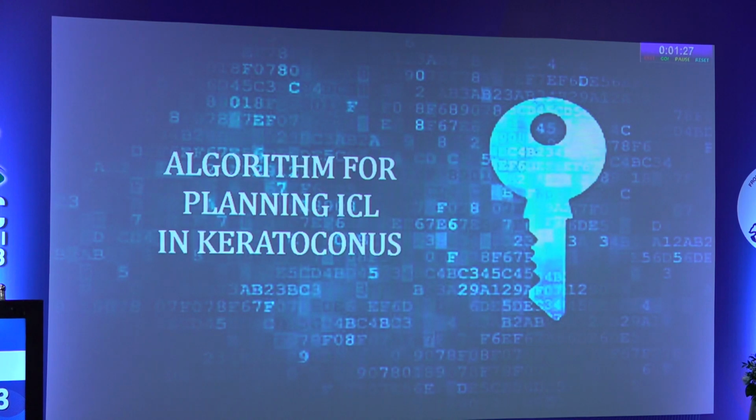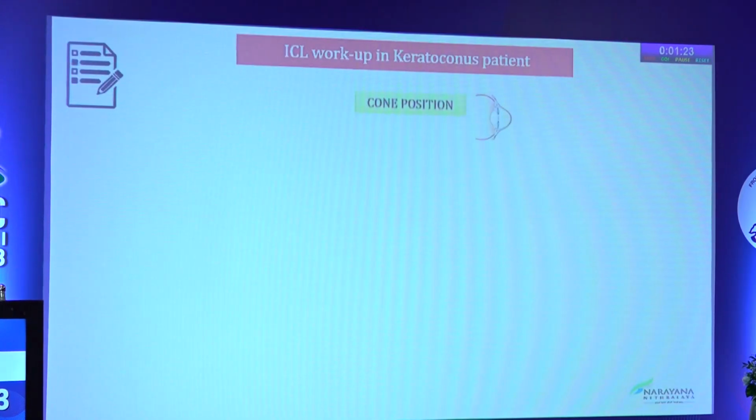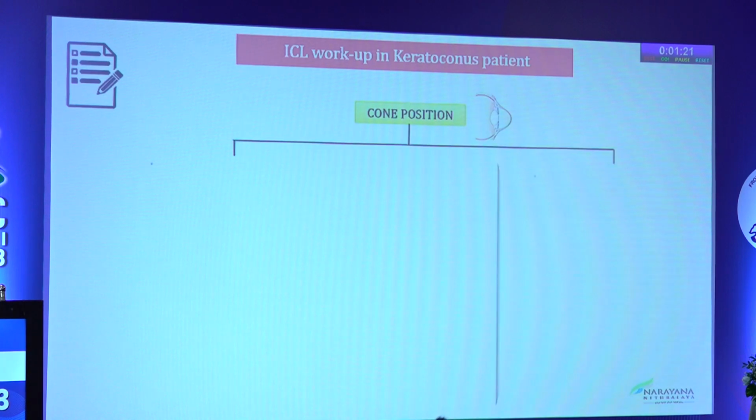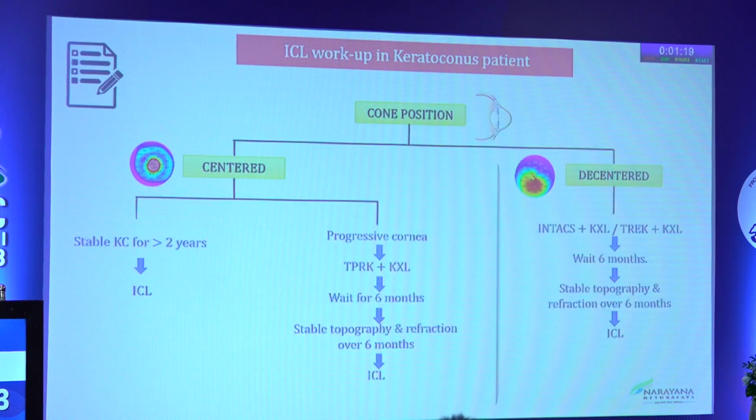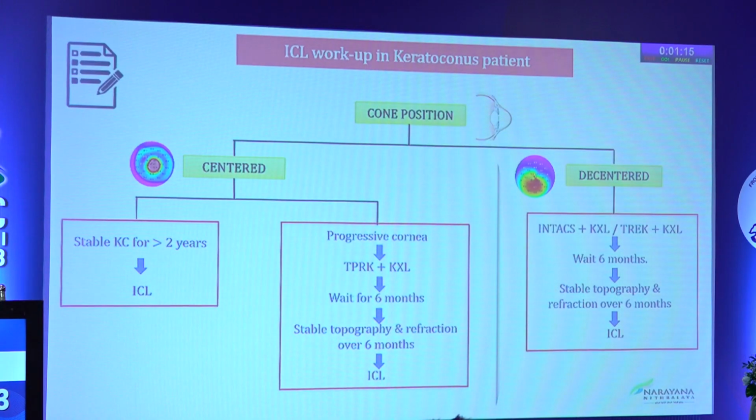So based on our cohort, we devised an algorithm for planning ICL in KC. First, we check for the cone position. If the cone is centered and the KC is stable for more than 2 years, we can directly go ahead with an ICL. If the patient is having a progressive cornea, the KC is not stable, first we do a TPRK with cross-linking. Then we wait for the next 6 months to check for stable topography and refraction at the end of 6 months.